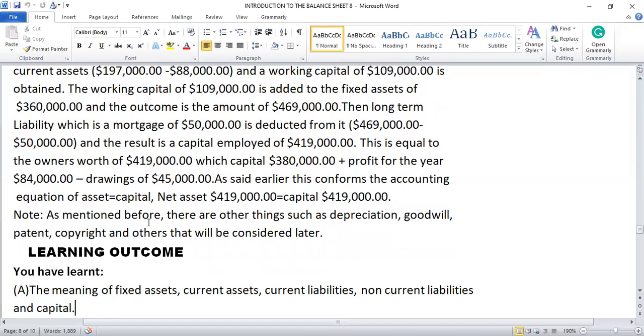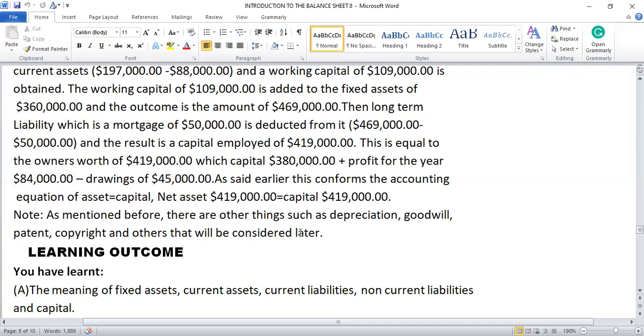Note, as mentioned before, there are other things such as depreciation, goodwill, patent, copyright, and others that will be considered later. The balance sheet comprises a lot of things, but what I've done is exclude depreciation, goodwill, patent, copyright, and others. I will do that particular one later on.